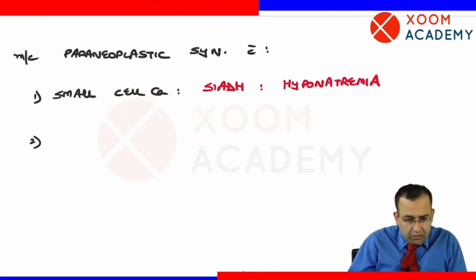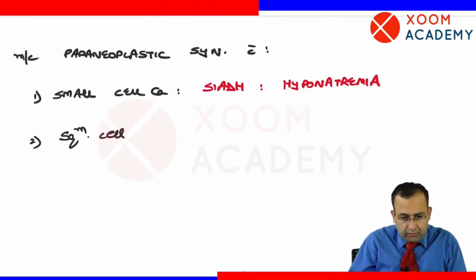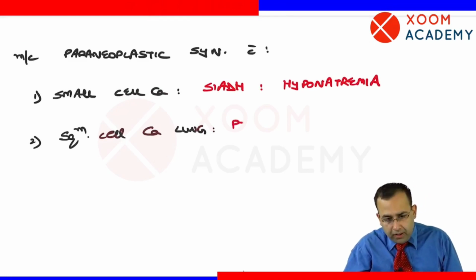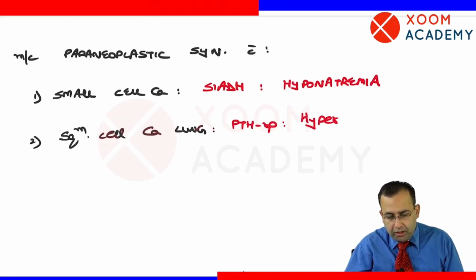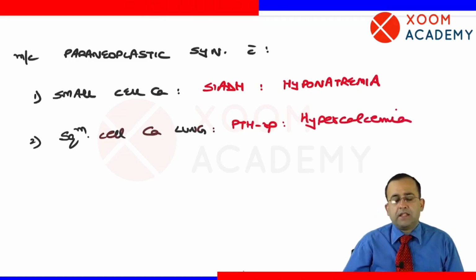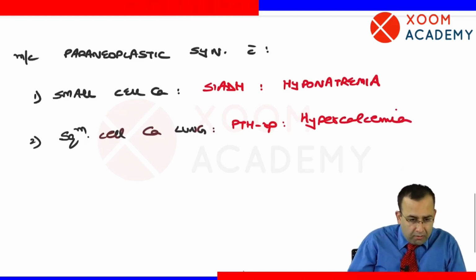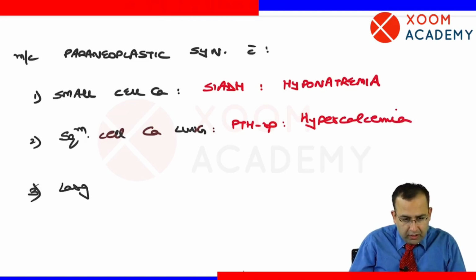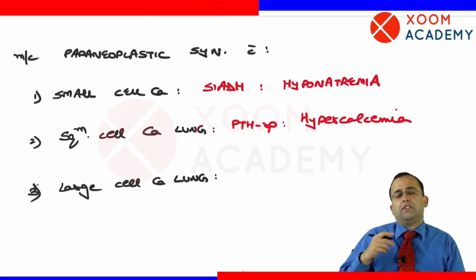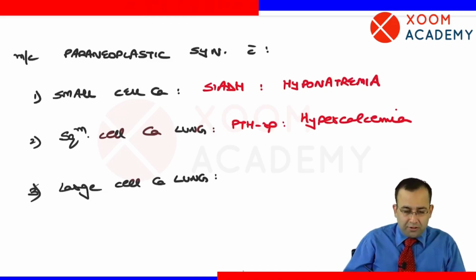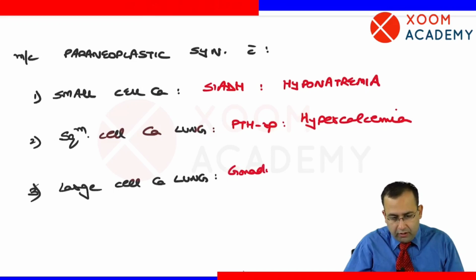Most common paraneoplastic syndrome with squamous cell carcinoma lung is secretion of PTHrP, parathyroid hormone related peptide, which causes hypercalcemia. And lastly, most common paraneoplastic syndrome with large cell carcinoma lung. In large cell carcinoma, everything is large, so it is associated with secretion of gonadotropins, in turn leading to gynecomastia.